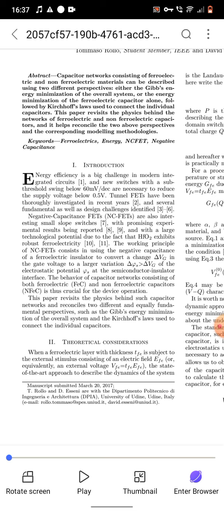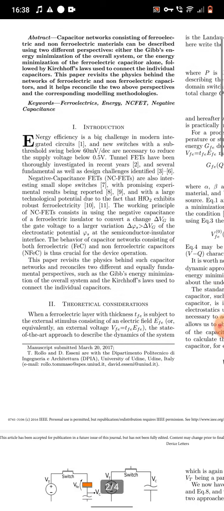The working principle of NCFETs is using the negative capacitance of a ferroelectric insulator to convert a change of delta Vg. This paper reviews the physics of such capacitor networks from two different but equivalent fundamental perspectives: the Gibbs energy minimization of the overall system and the Kirchhoff law used to connect the individual capacitors.